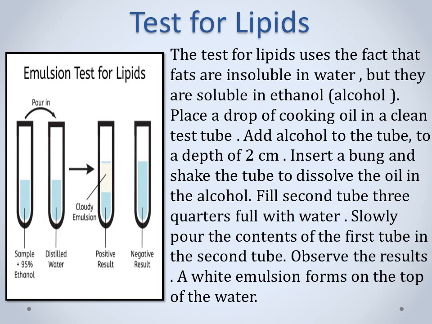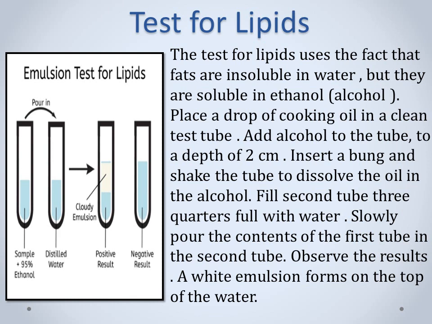Now let's see the test for lipids. The test for lipids uses the fact that fats are insoluble in water, but they are soluble in ethanol, alcohol. Place a drop of cooking oil in a clean test tube. Add alcohol to the tube to a depth of 2 cm. Insert a bung and shake the tube to dissolve the oil in the alcohol. Fill a second tube 3/4 full with water. Slowly pour the contents of the first tube into the second tube. Observe the results. A white emulsion forms on the top of the water.